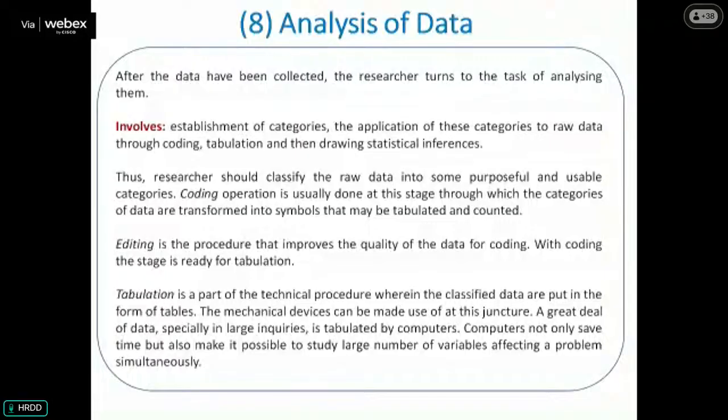Okay. So a lot of stress is given, that is why, on analysis. A proper analysis and correlation will help you in improving the quality of the research. So after data has been collected, the researcher can turn to the task of analyzing them. What does it involve? It involves establishment of categories, the application of these categories to raw data through coding, tabulation, and drawing statistical inferences. So what in general the science people will do, these are general tabulations done for all types of research.